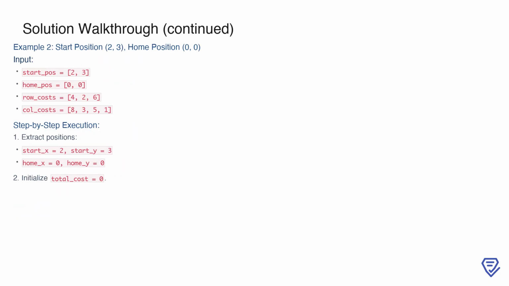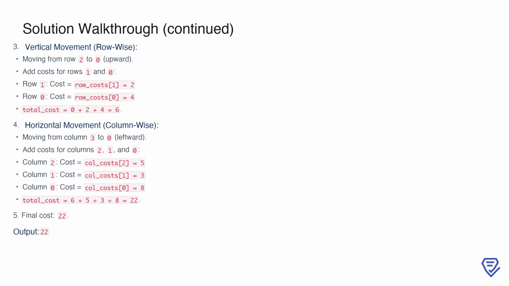In this example, the robot starts at position 2, 3, and needs to move to the home position at 0, 0, with new row and column cost arrays provided. We first extract the starting and home positions. start_x is 2, start_y is 3, home_x is 0, and home_y is 0. Again, we initialize the total cost to 0 before evaluating the movements required.